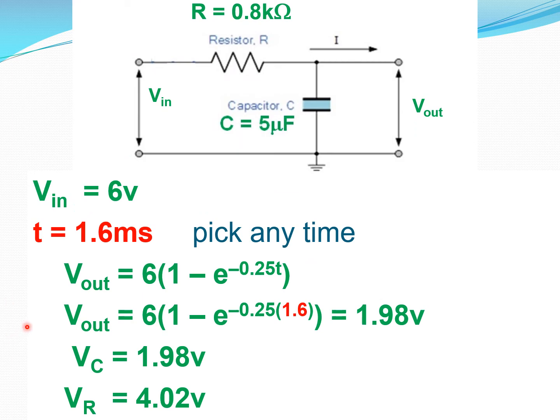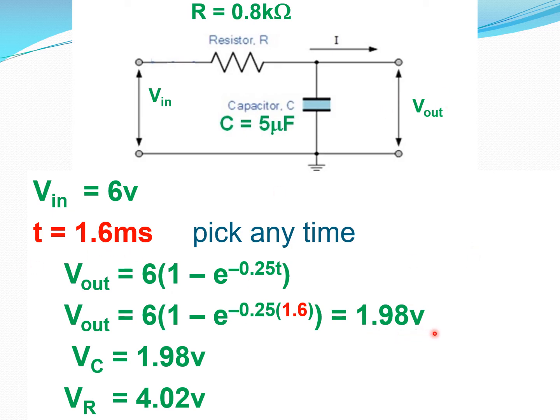Again, you can put any time you like into this expression, not just time constants. The time constant is 4 milliseconds. Two time constants would be 8, then 12, 16, and so on. But you don't necessarily have to work with time constants. You can substitute any time you like. So here we just pick another example: t equals 1.6 milliseconds.